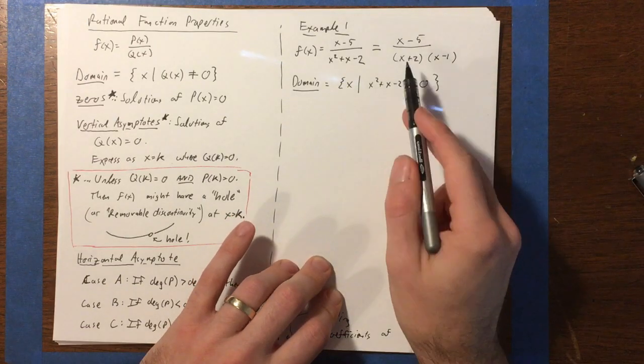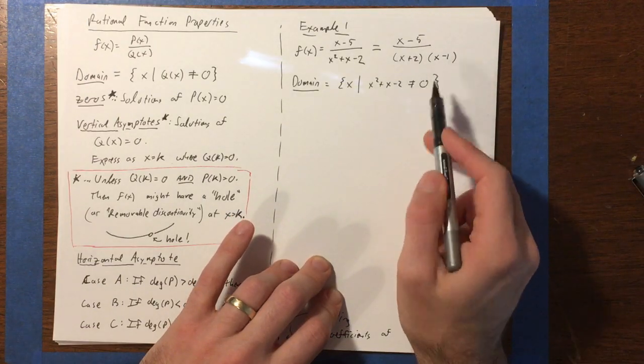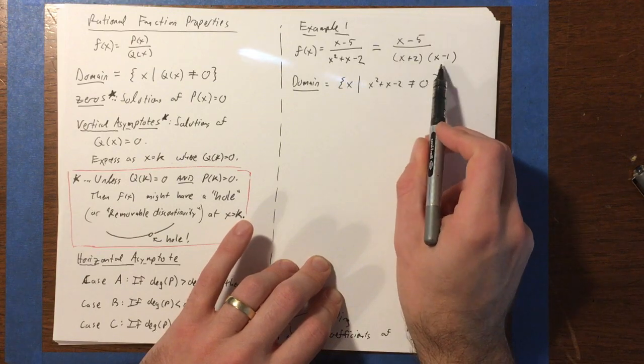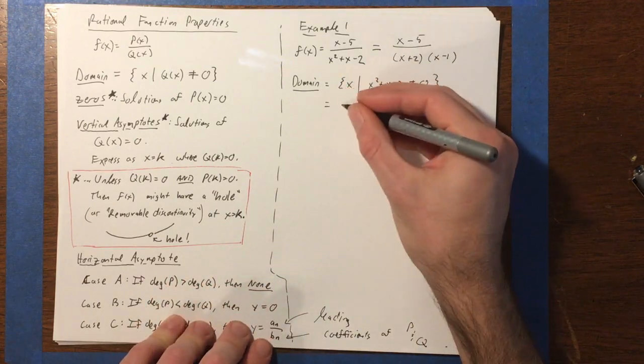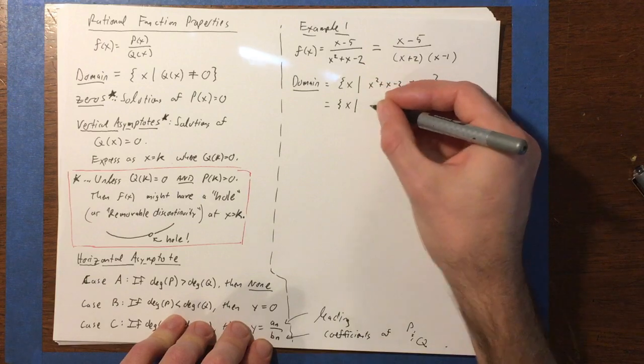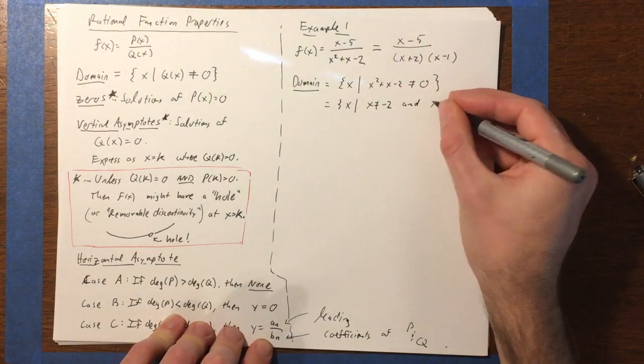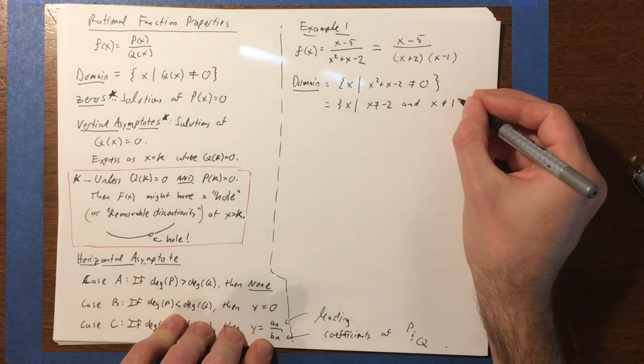So I've got to make sure that x plus 2 times x minus 1 is not 0, which means I have to avoid negative 2 and positive 1. So this is the set of all x's such that x is not equal to negative 2 and x is not equal to positive 1.